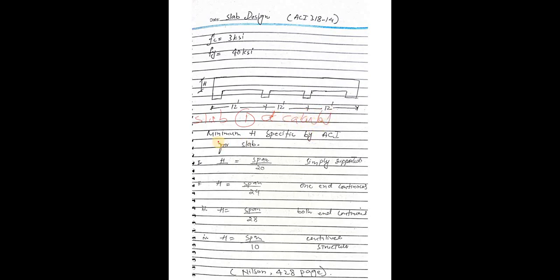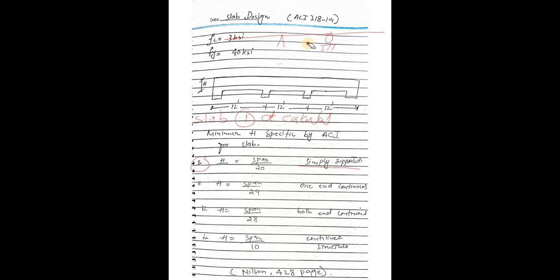For minimum height specified by ACI for slabs, we have four options. Simply supported means that you only have one slab in this way. The second is one end continuous, which means that your slab is continuous from one side. Both ends continuous means that your slab is continuous from both sides, and cantilever slab means that it is in this way.